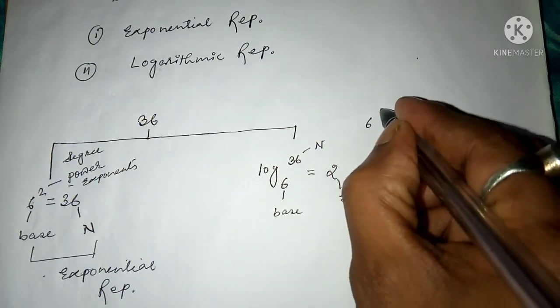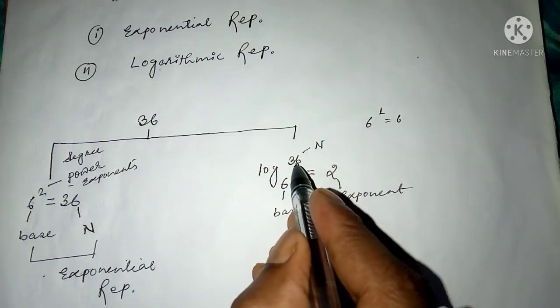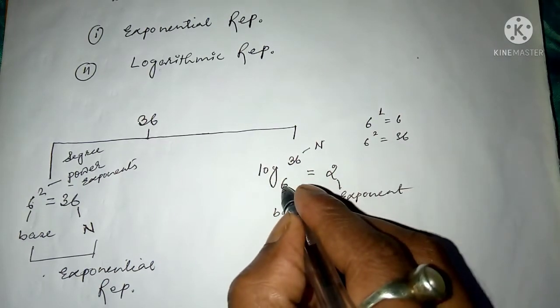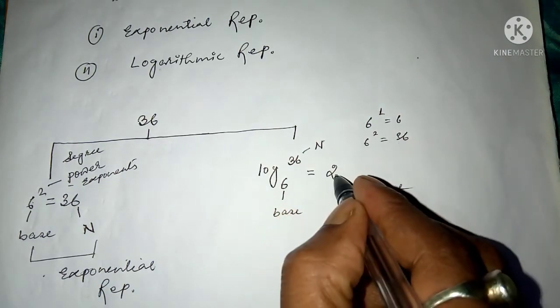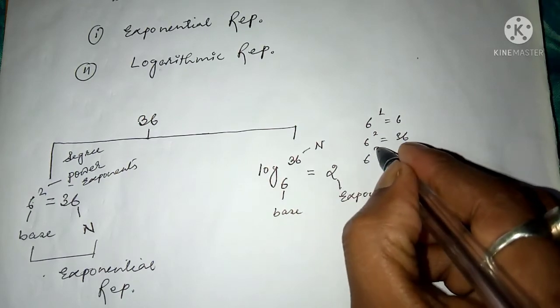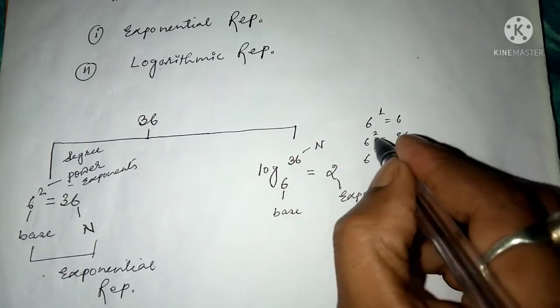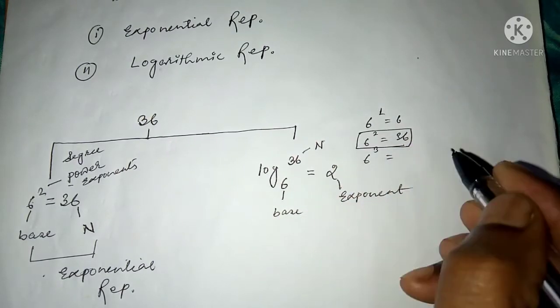Now 6 power of 1 is how much? 6. You are not getting 36. 6 power of 2 is how much? 36. So 6 power of 2 is 36, so the answer is 2. Or you can think of 6 cube. Now if I write 6 cube, it will exceed 36, so acceptable is your 6 square, which is 36.